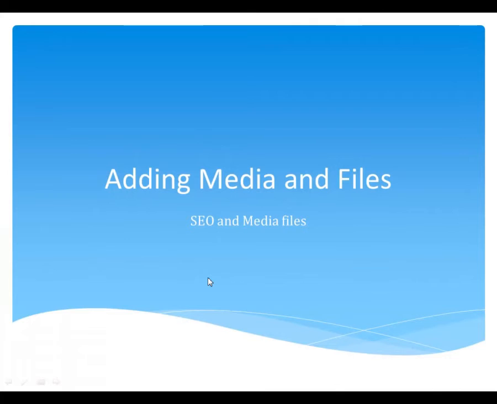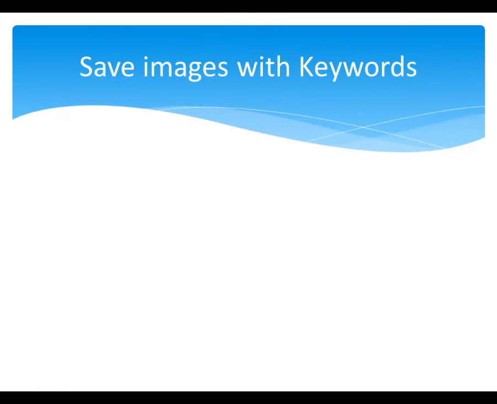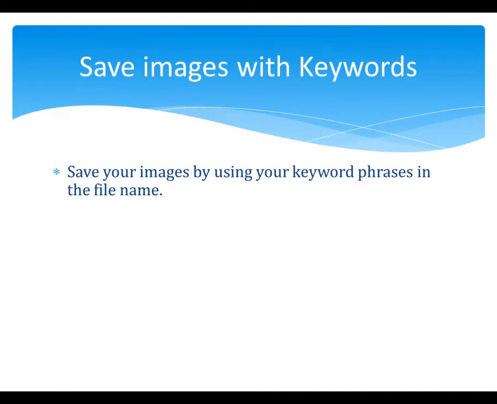Okay, so let's talk about adding media and files. Search engine optimization and media files. This lesson is all about the eye candy. So whatever people see, if they see something nice, they're going to want to click on it. They want to go there, look at it, and so on and so forth. So what you want to do is save images with the keywords. We just got done using the Google Keyword Planner. We saved all of our keyword phrases in an Excel document. We want to save our images by using our keyword phrases in the file name.